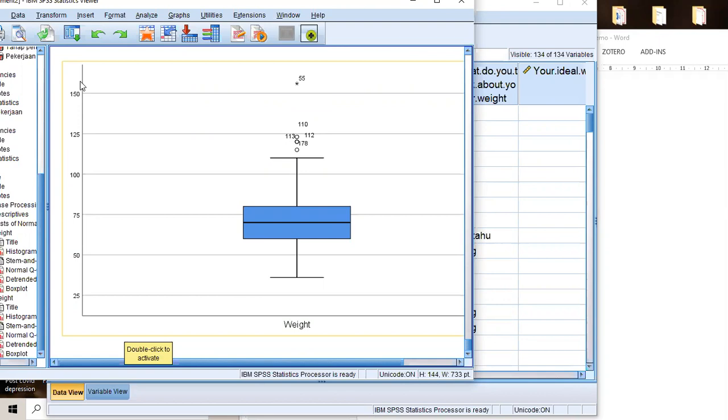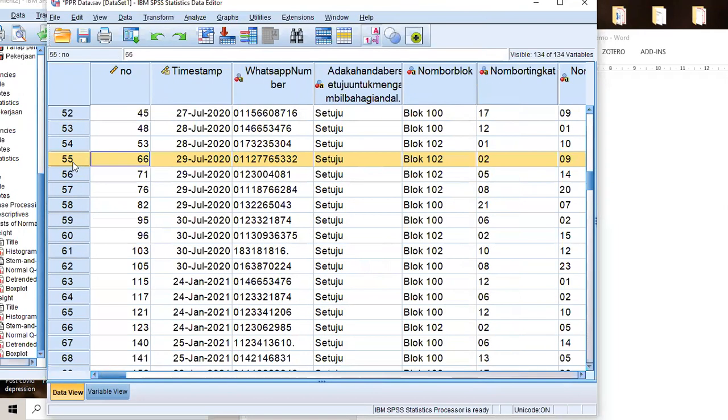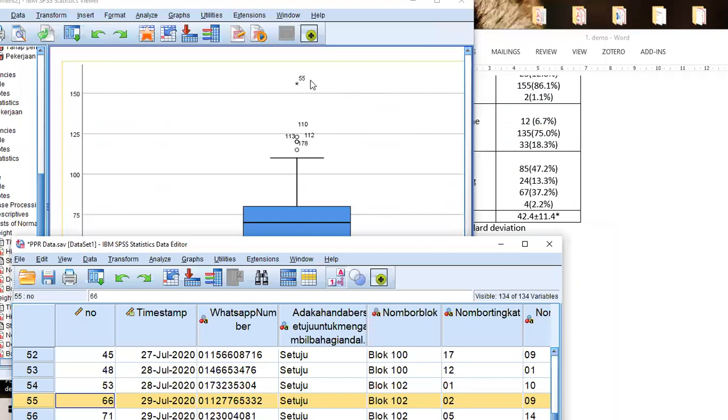Is it possible? 155 kg? Is it possible it's not accurate? Yes, the person typed the number wrongly. Instead of 555, the person typed 155. Is it possible? Yes. Okay, we don't know, right? Let's check this case number 55. So go to data, case number 55. Now, if yours is different, just follow the number. Mine is 55.